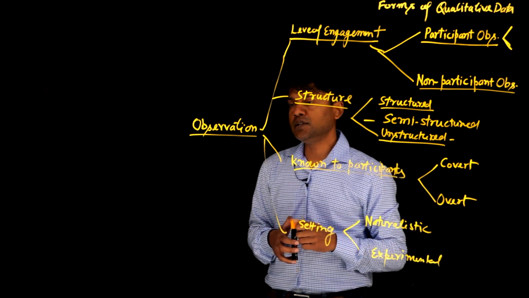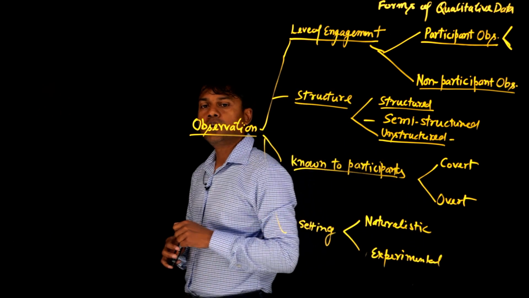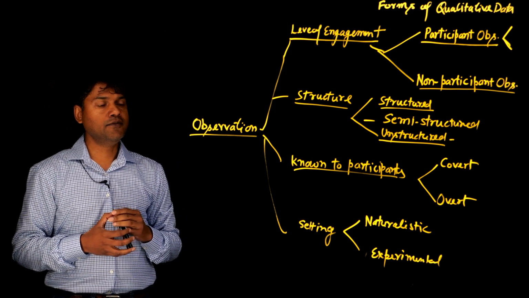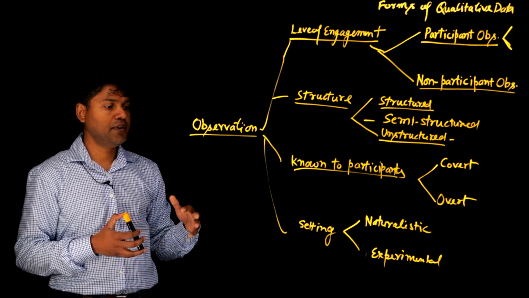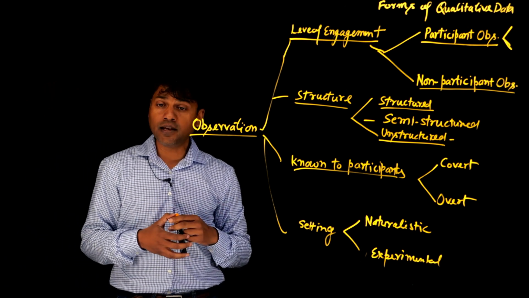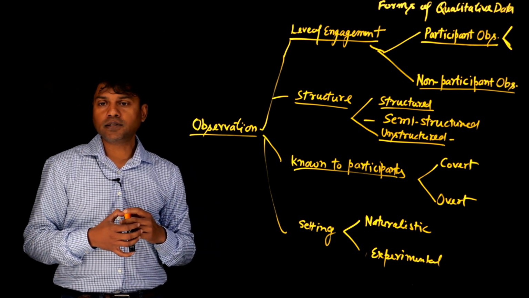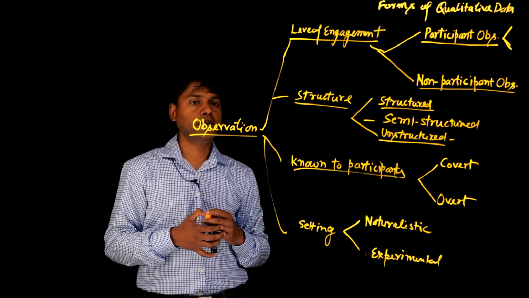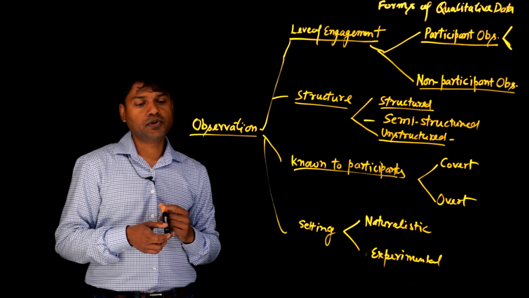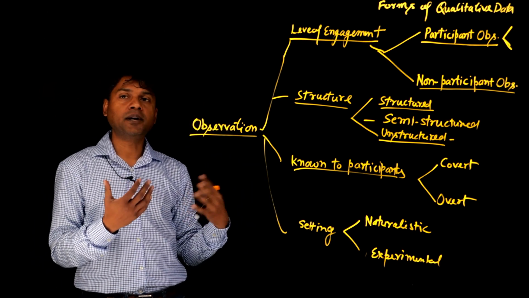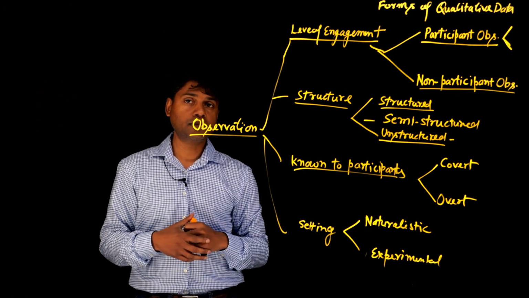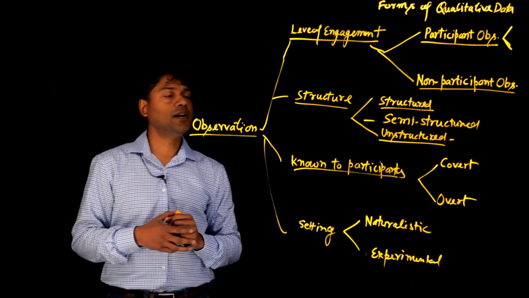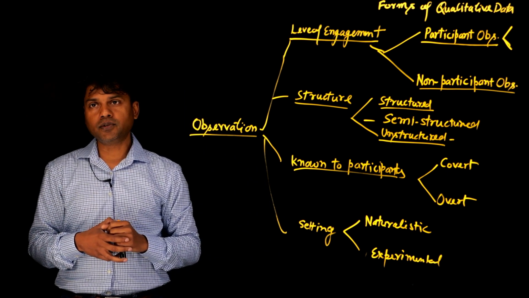Remember, observation is a very important tool for a qualitative researcher to collect data that inform whatever they want to explore, such as behavior, social processes, social practices, or any other experience that the researcher wants to explore. So that is briefly about another form of qualitative data, which is observation data.